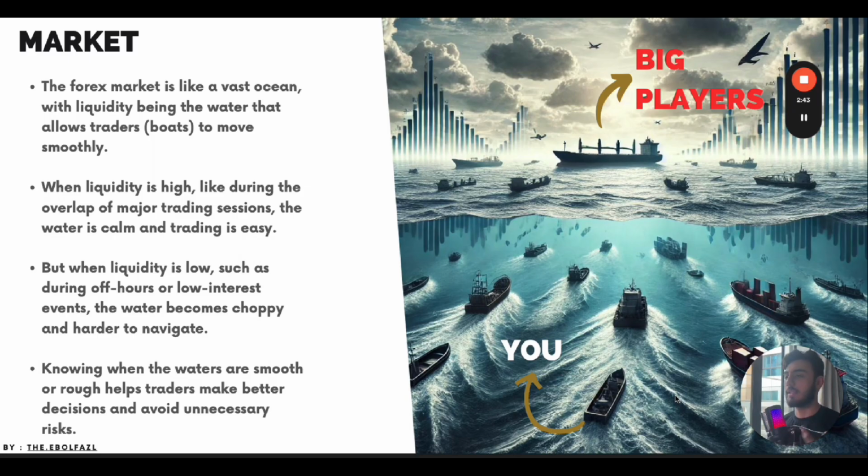Just remember this example, because with it I'm going to show you a lot of liquidity logic that will make sense to you. These cargo boats are the market makers. The fishing boat cannot move side to side with the cargo boats, because the wave they create is too high, and the fishing boat is going to fall down.